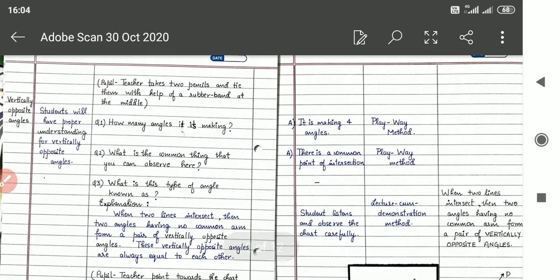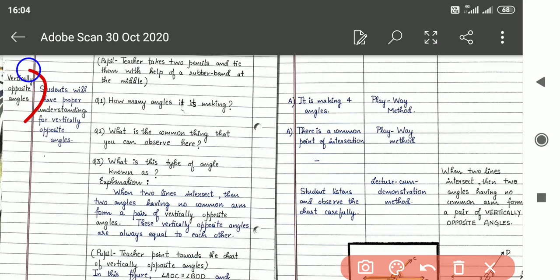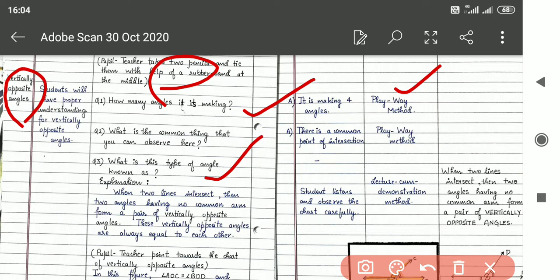Next, the teaching point taken here is vertically opposite angles. As you can see, the pupil teacher shows a small activity also, where the pupil teacher takes 2 pencils and shows that activity, and the students are able to see that. This is known as the playway method, where the teacher plays around with 2 pencils, and the students are able to understand how we can make angles with the help of 2 sticks, 2 pencils, etc. And then after this, the teacher asks the question, what is this type of angle known as? When she makes an angle and asks about it.